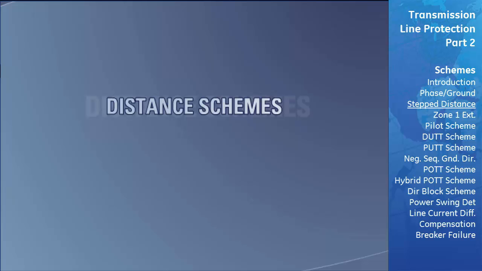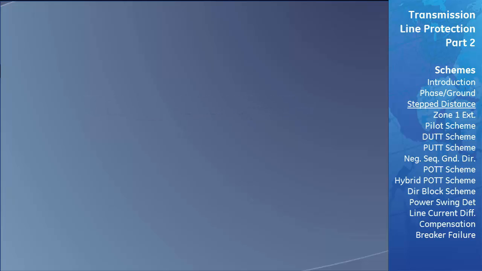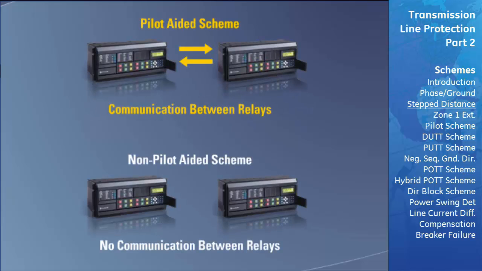The strategy used to protect a line is commonly referred to as a scheme. All protection schemes used in distance relaying fit into one of 2 categories: pilot-aided and non-pilot-aided schemes. The main difference between the 2 types of schemes is that the distance relays used in pilot-aided schemes communicate with each other to determine whether the fault is located on the transmission line or not.